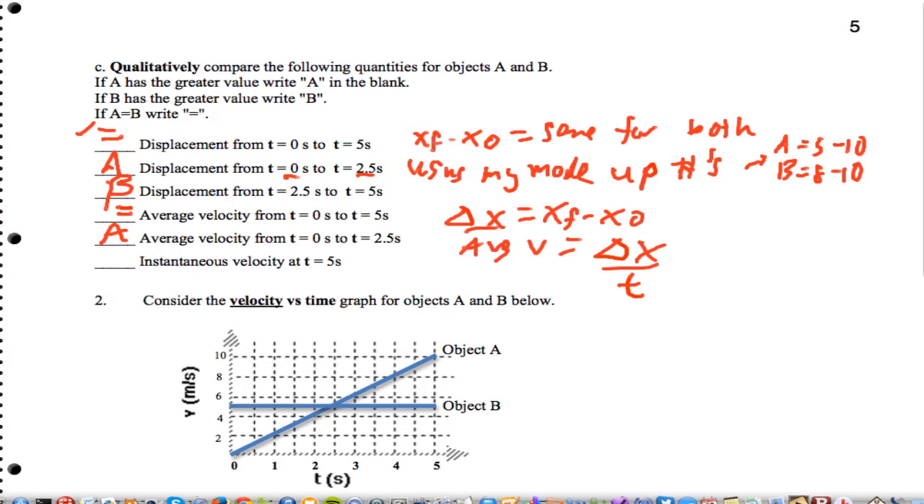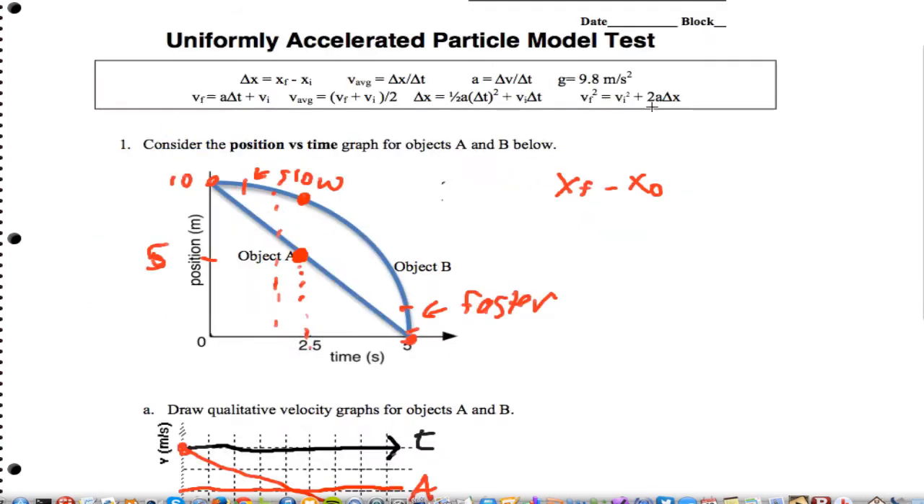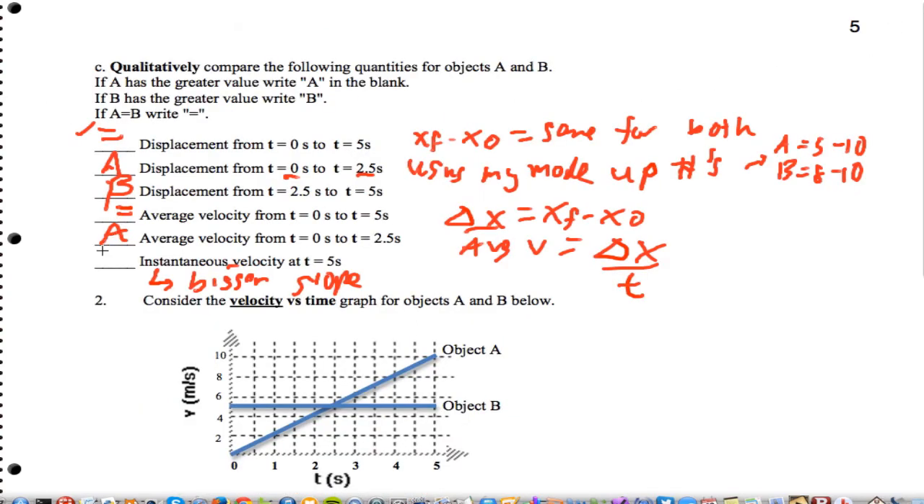Finally, we want to compare the instantaneous velocity at 5 seconds. And the way to choose that is whichever one has the bigger slope. So let's compare. Who has the bigger slope? I look here, this is a steeper slope, this is a less steep slope, and therefore, for this one, the instantaneous velocity of B is bigger than that of A.